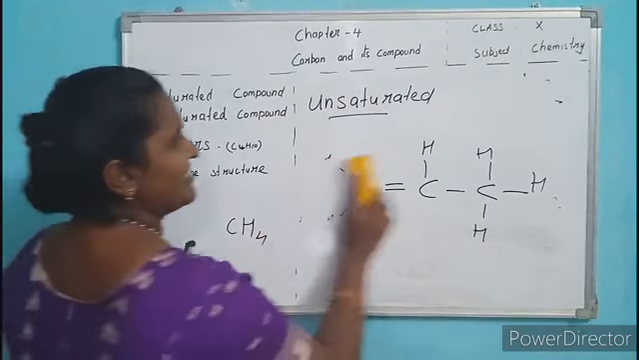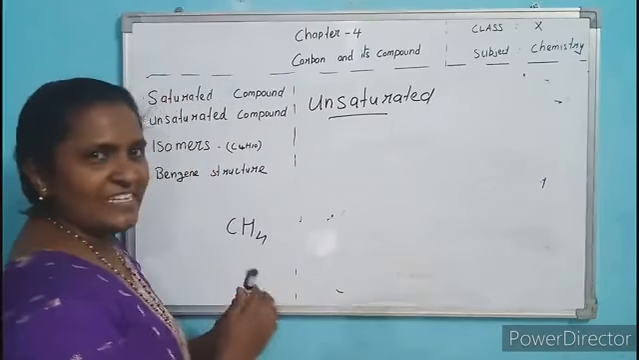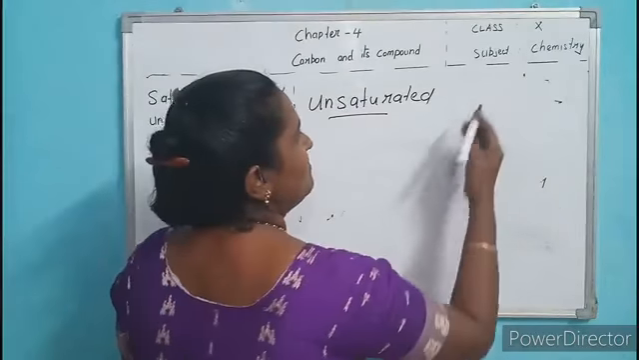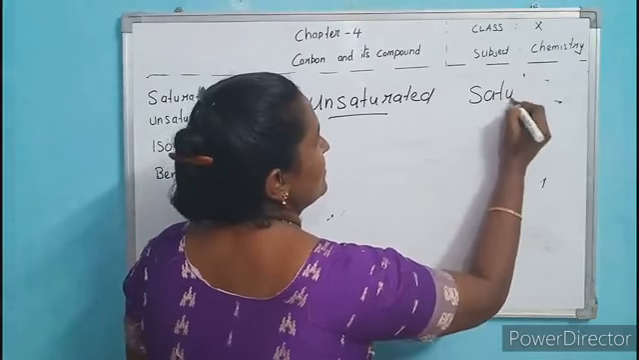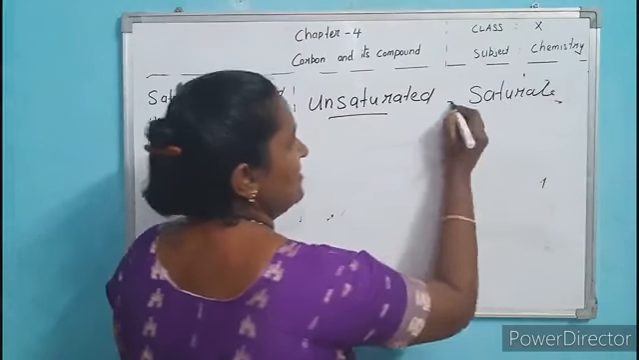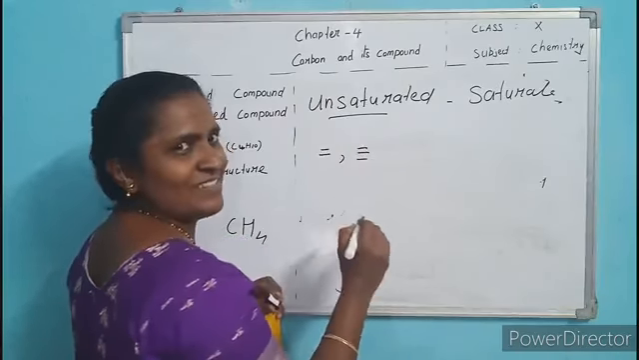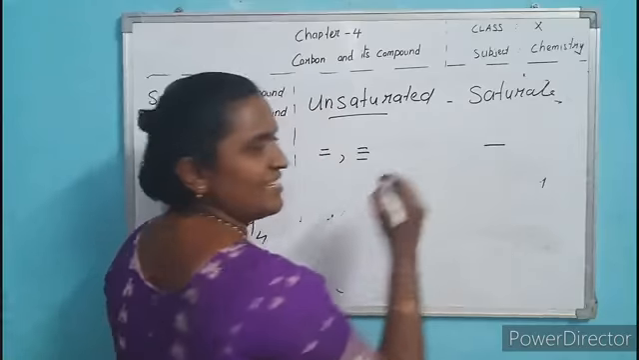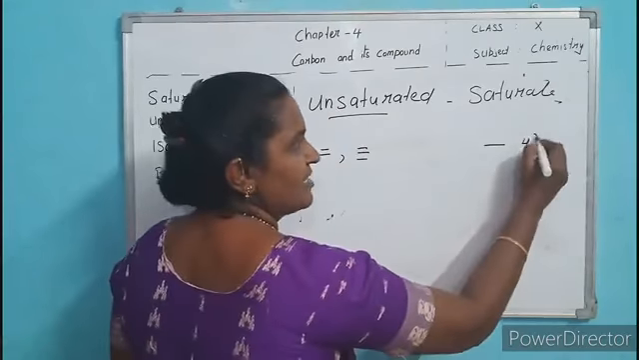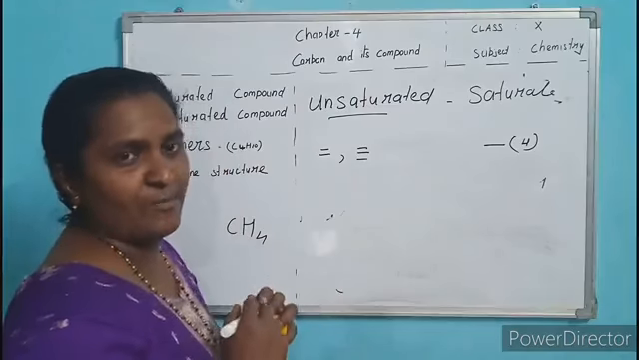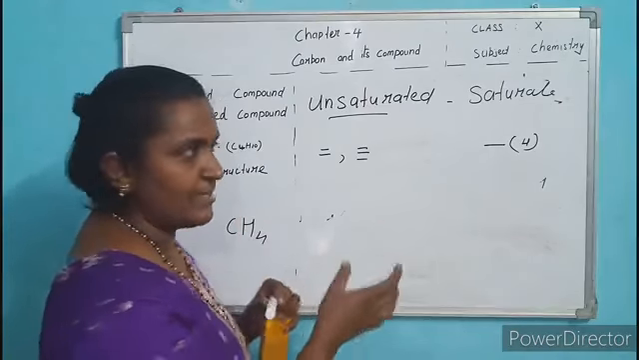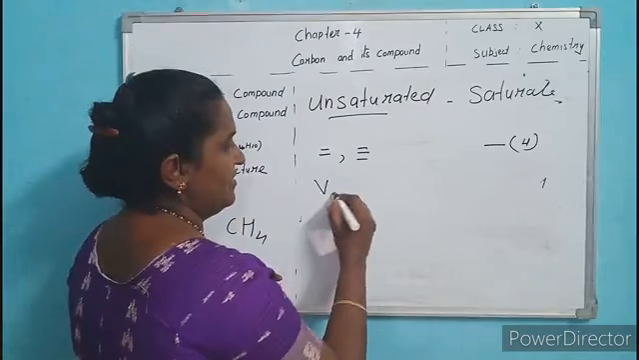Now tell me the difference between saturated and unsaturated. Okay, what is the first difference? Unsaturated may have a double or triple bond, and this compound will have only single bonds. How many single bonds? 4 single bonds around the carbon. Which is very reactive? This one is very reactive.